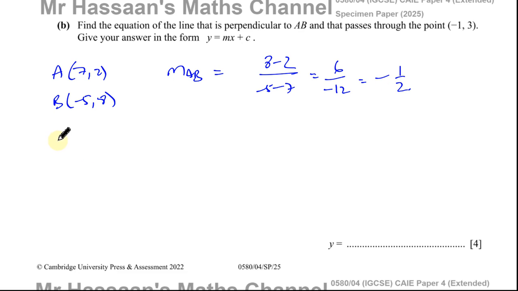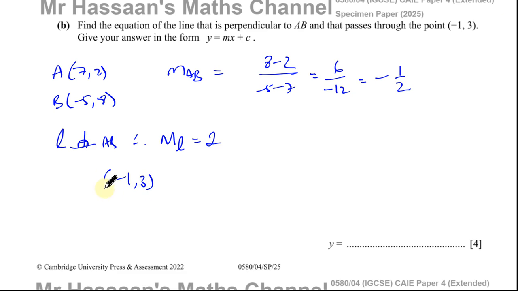So we want to find what's perpendicular to AB. The gradient of the line which is perpendicular to AB is going to be equal to the negative reciprocal of AB. The negative reciprocal means you take the fraction, change its sign so it becomes positive, and flip it upside down, so you're left with 2 over 1. So the gradient of the line is 2, and we know it passes through the point minus 1, 3.